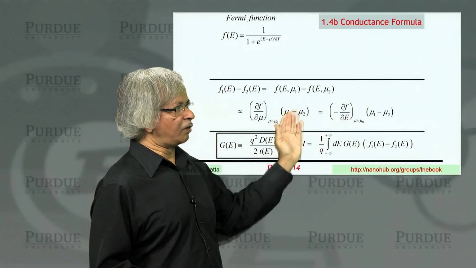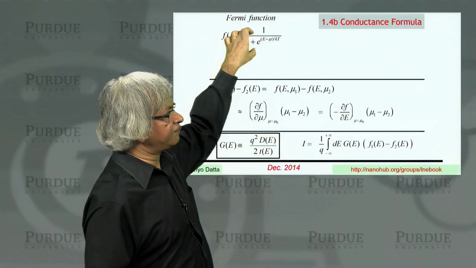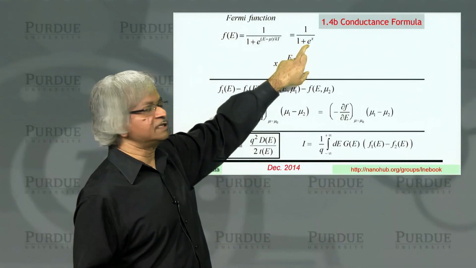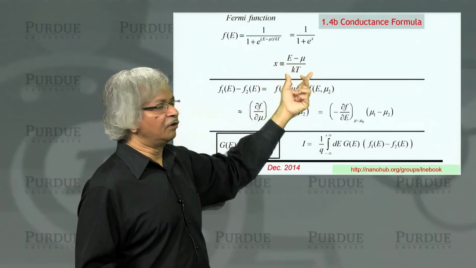So let me explain why. The way to think about this is, when you think of this F, you could write it in the form 1 divided by 1 plus e to the power x, where x is (E minus mu) over kT.